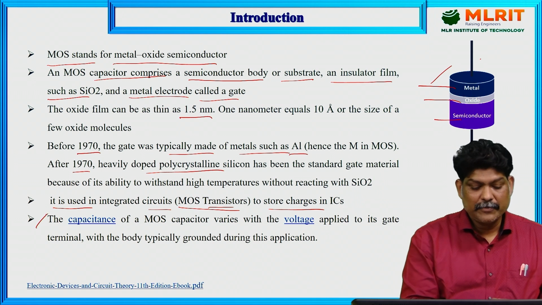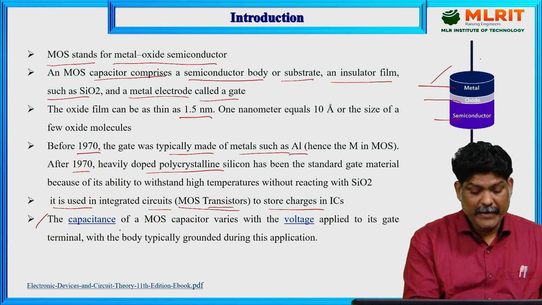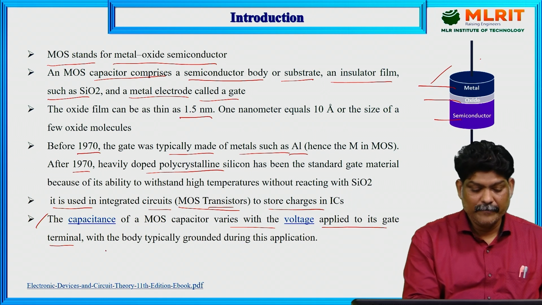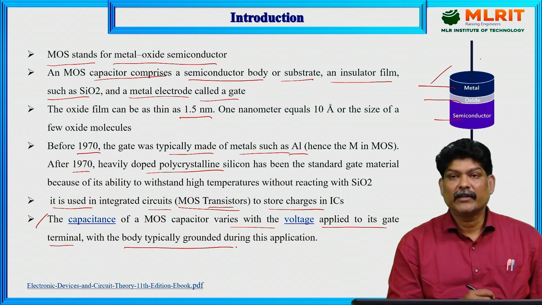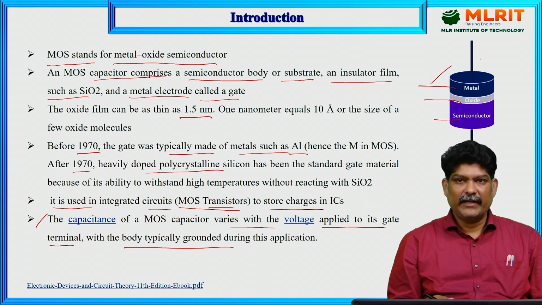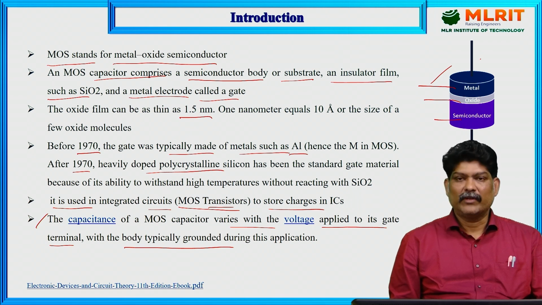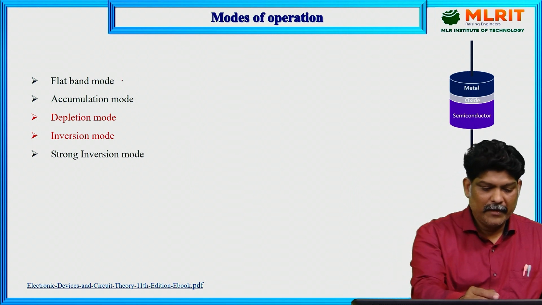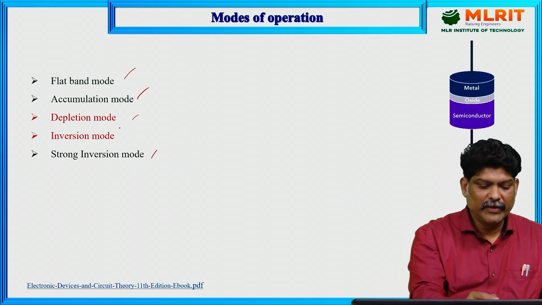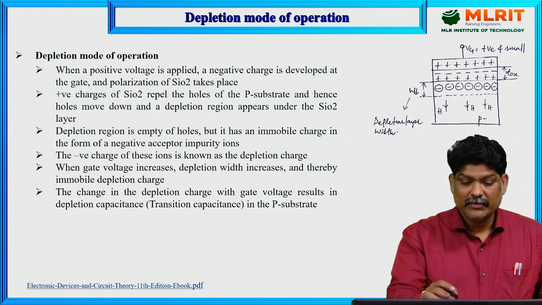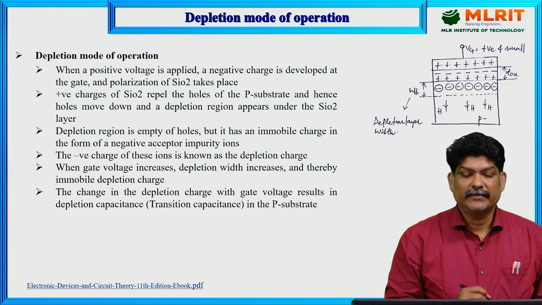The basic principle is that the capacitance of the MOS capacitor varies with the voltage applied to its gate terminal, with the body typically grounded during this application. So the capacitance of the MOS capacitor can be varied by the applied voltage. We have 5 modes, but today we mainly focus on depletion mode and inversion mode. So coming to the depletion mode of operation.